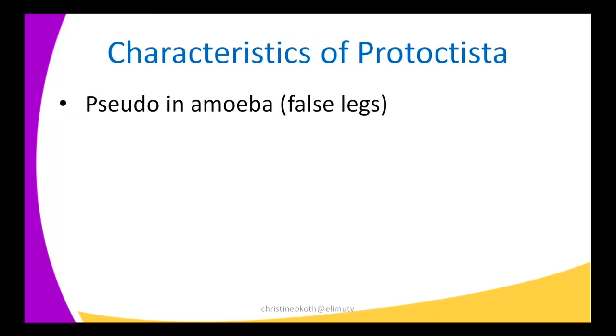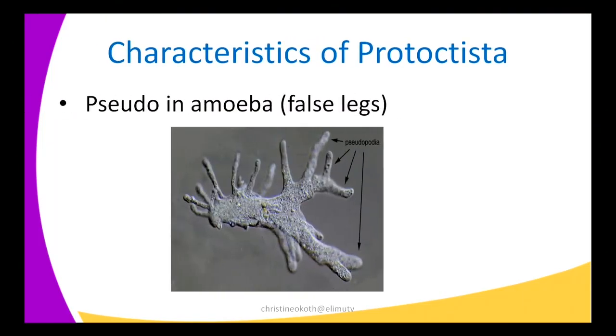And lastly, we have the amoeba. It uses the pseudopodia. Pseudo is a word that means false. So they use false legs to move around. If you look at the structure that has been illustrated, the pseudopodia are like false legs, but they use these false legs for movement.